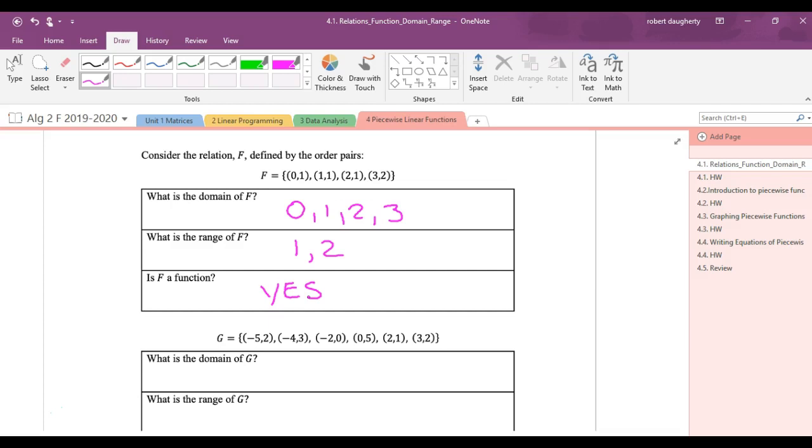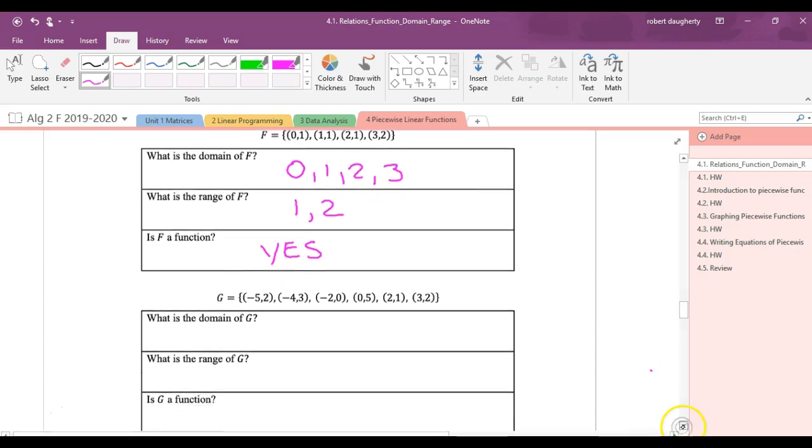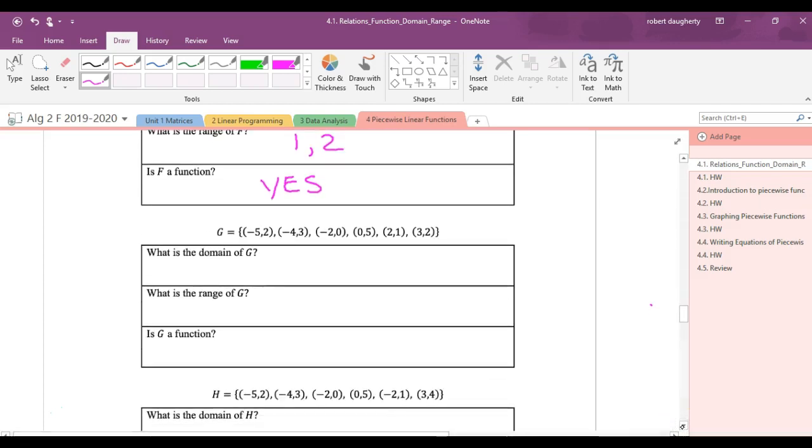Okay. Let's look at the next one. What is the domain of G? Yeah. This is just copying down numbers. Okay. This is pretty easy for a Monday afternoon. All right. That's the domain of G. What is the range? Yeah. 2, 3, 0, 5, 1, 2. Okay. Is this a function?